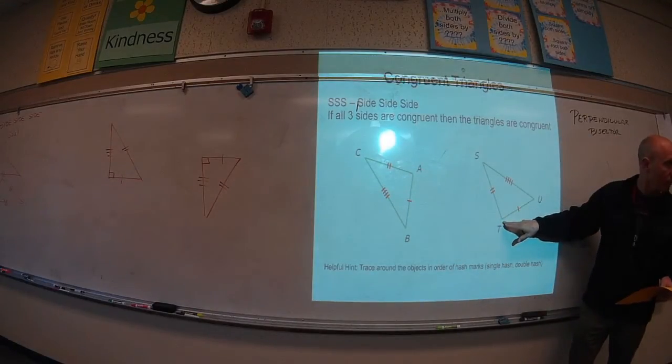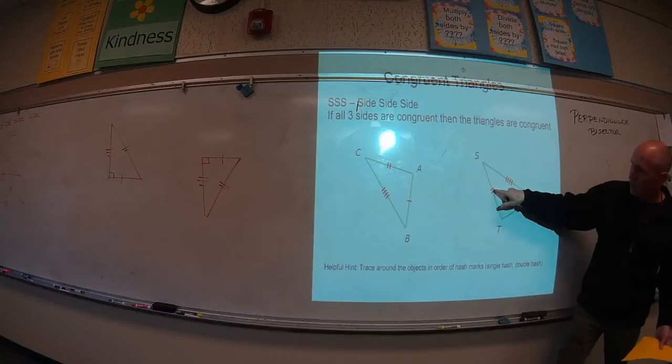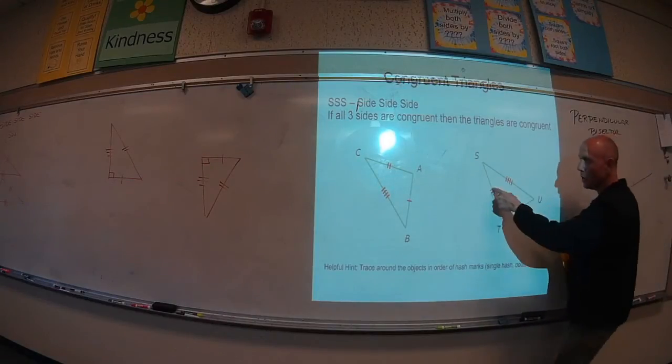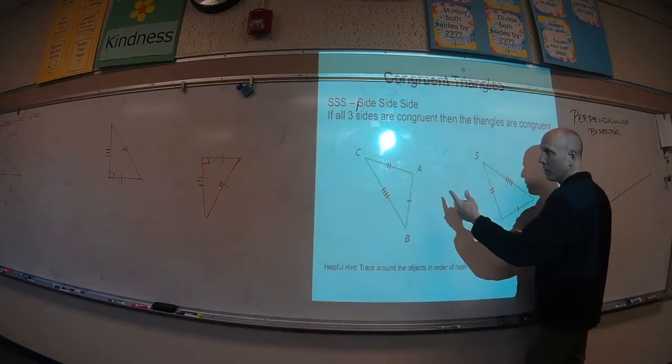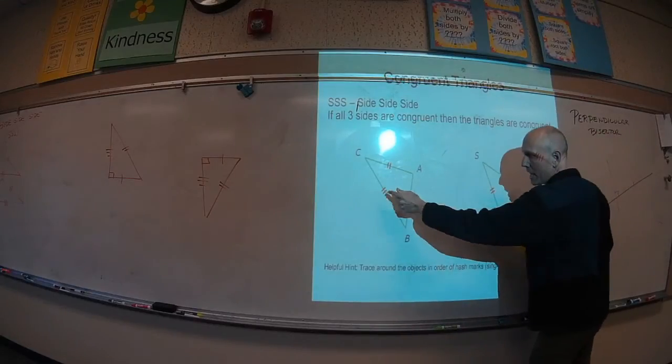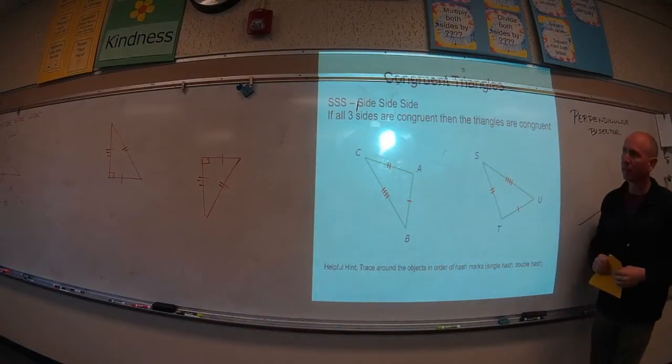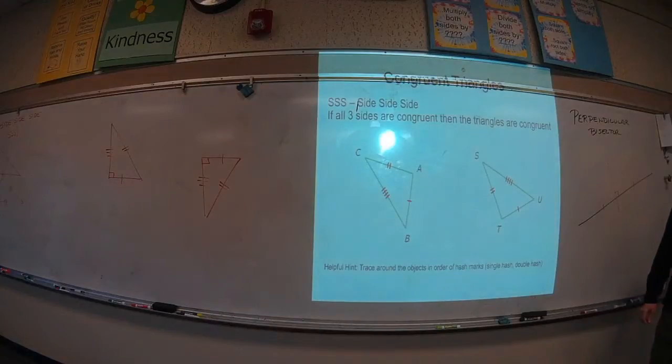And then TU is... Yeah. The two hashes mean they're the same. Those two sides are the same length. This is the same length as that. Look at your computer. Don't look at his, because his is warped, so it's going to make it seem longer.